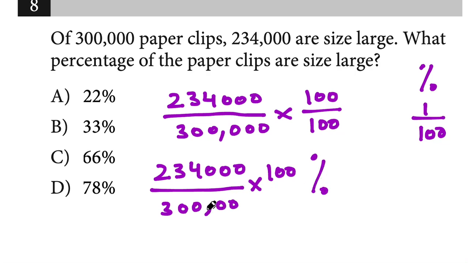So let's solve. 2 zeros cancelled with 2 zeros. These 2 zeros cancelled with these 2 zeros. Yeah. So 3 are cancelled with 3 zeros and these 2 are cancelled with 2. So we are left with 78%.